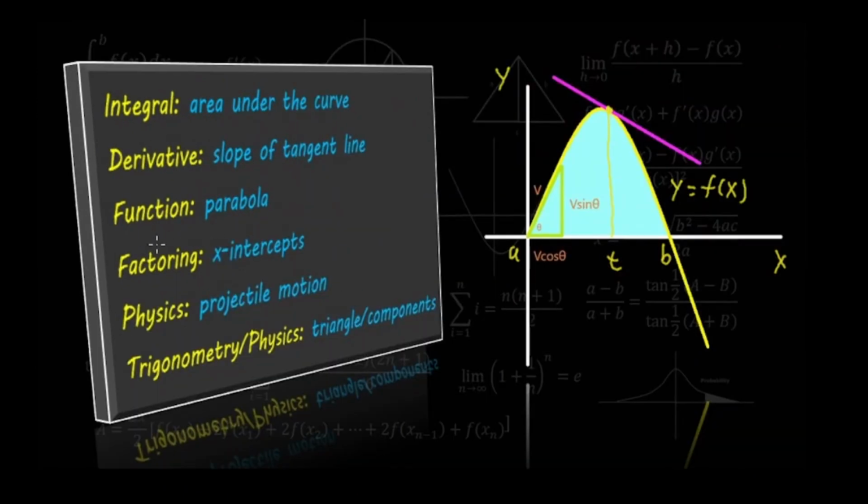Next, function. Okay, the parabola itself is a function, right? So the highest degree of power of the variable in the function will be 2.